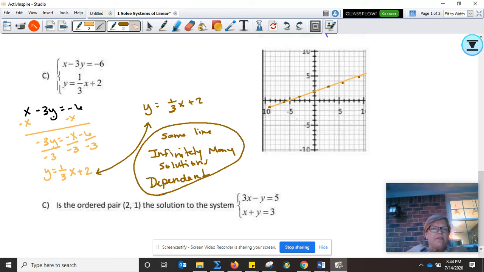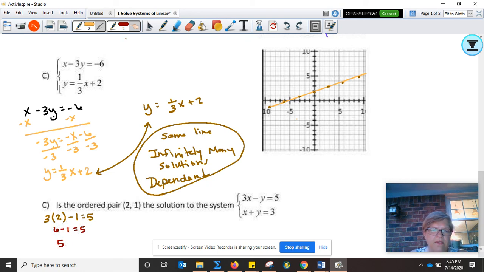All right. Now for example D. Okay. Is the ordered pair 2, 1 the solution to the system? Well, when you're given something like this, all you need to do is plug it in. So let's plug it in and see if that is a solution to that system. So 3 times 2 minus 1 equals 5. Let's see if that balances. Okay. 6 minus 1 is 5.